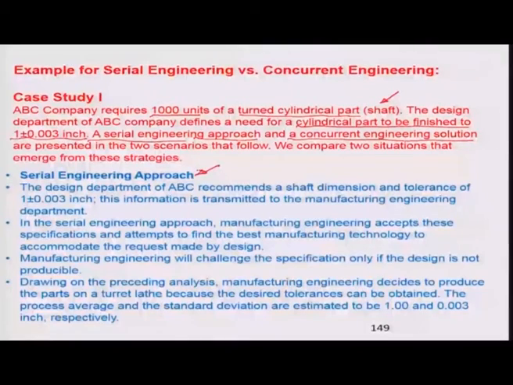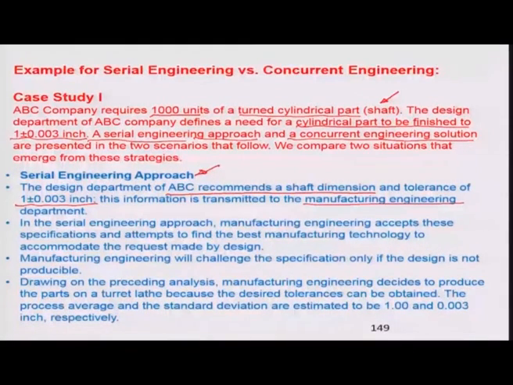I will just highlight what challenges the serial engineering approach had to face and what the concurrent engineering approach had to face, and then we will develop a mathematical model to understand how the cost can be optimized to the best possible value through both approaches. In the serial engineering approach, the design department of this company recommends an overall shaft dimension and tolerance of 1 plus or minus 0.003 inches, and this information is transmitted to manufacturing engineering.